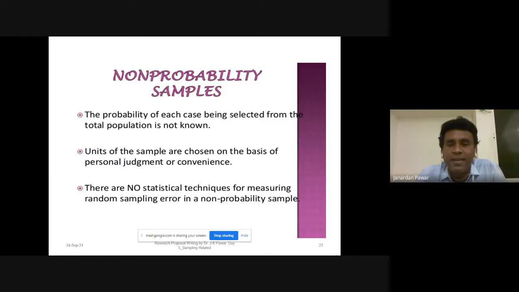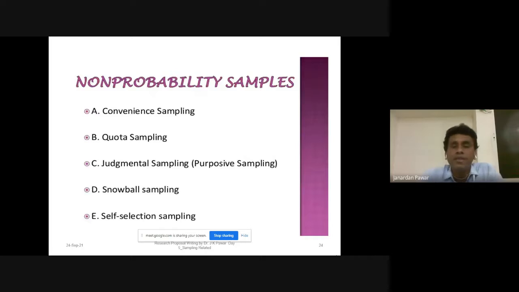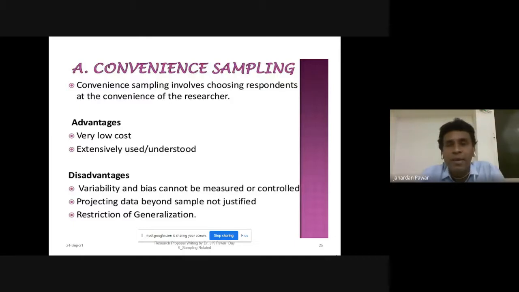So statistical techniques are not useful, especially in the case of non-probability sampling. Now here are some methods of non-probability sampling: convenience sampling, quota sampling, judgmental sampling, snowball sampling, and self-selection sampling. We are going to see all these methods. When it comes to convenience, I have given the example of convenience. It is based on certain parameters, certain factors that the researcher thinks about at the time of selecting the samples.